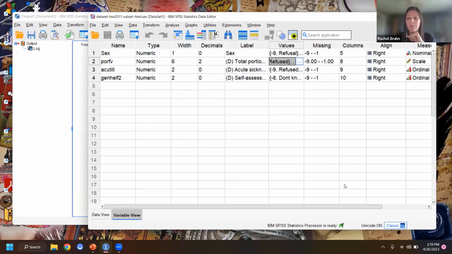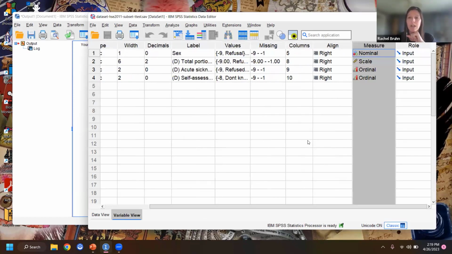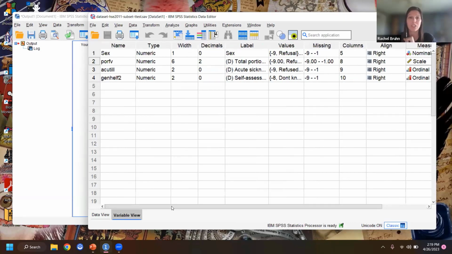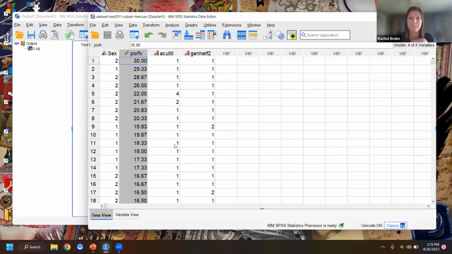So we can look here, if we look in our measure column, we can see the level of measurement that's been assigned to each variable as well. So we can see that the sex variable is nominal, which is correct because we're classifying that, nothing more than just identifying. And then our portions of fruits and vegetables variable is scale, which is what SPSS considers continuous variables, meaning that it's numerical in nature because it's representing the number of servings, basically, or the number of portions that each person has been consuming.